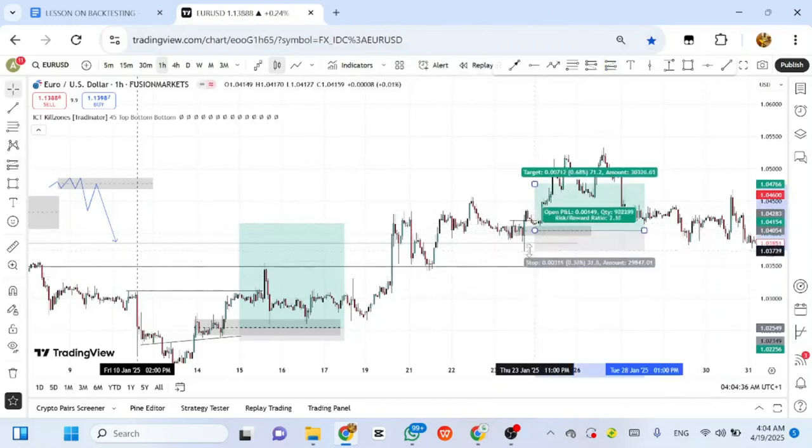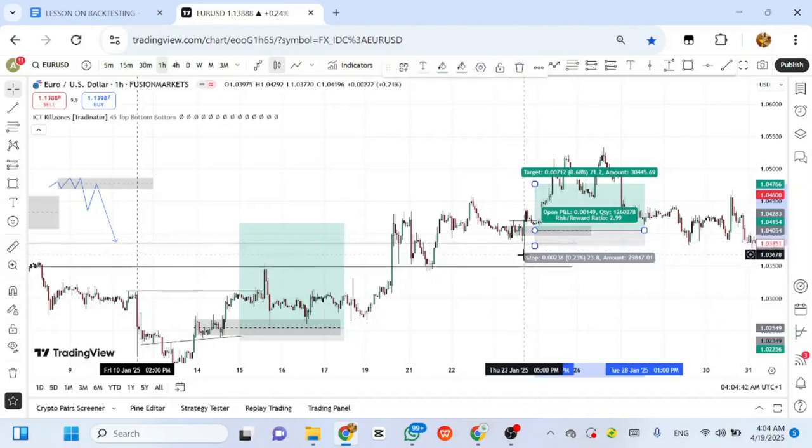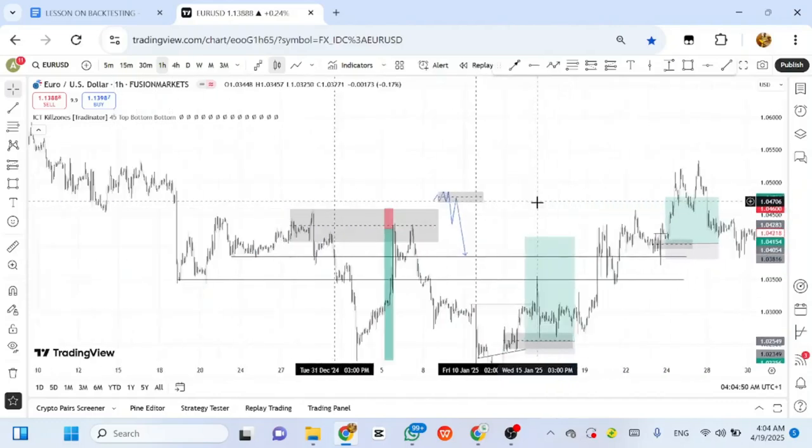I'll put my SL here, expecting this second one, because this was a kind of stop loss hunt. Let me put it that way. Yes. So I know that price will not come to this point. Rather, this one might wick into it. So now I will target the zone that's clear to me.